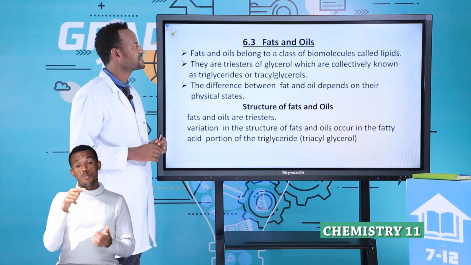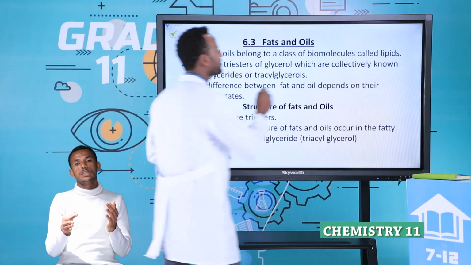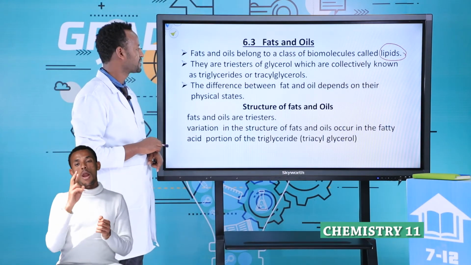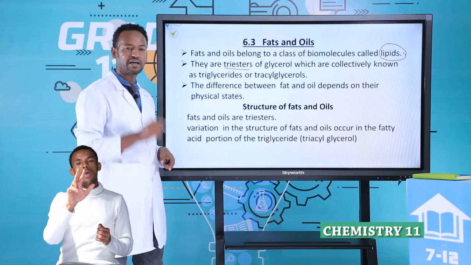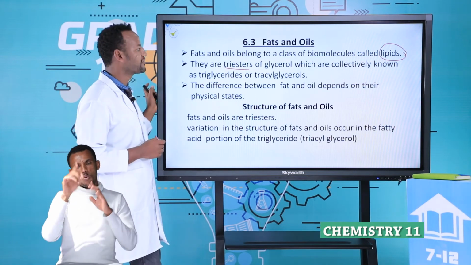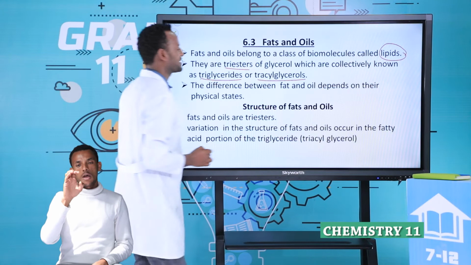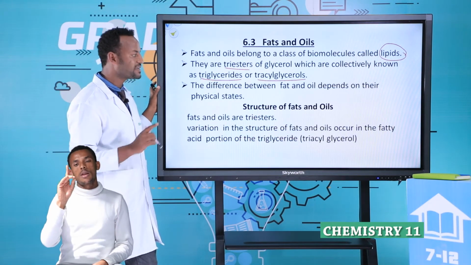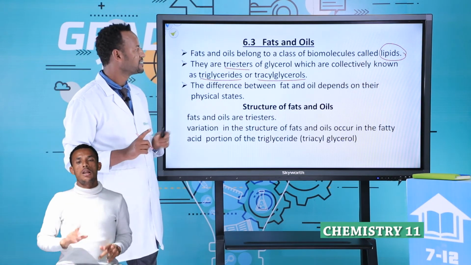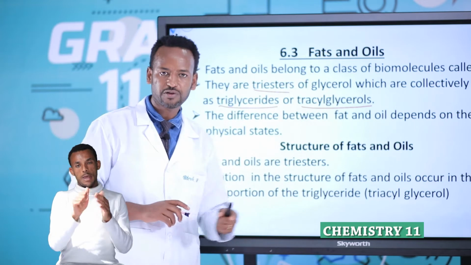The other point is fats and oils. Fats and oils belong to a class of biomolecules called lipids. By the way, both fats and oils are lipids. They are triesters. The structure of fats and oils has three esters in one structure of glycerol, which are collectively known as triglycerides or triacylglycerols. The difference between fat and oil depends on their physical state. Fats are semi-solids. Oils are liquid at room temperature.